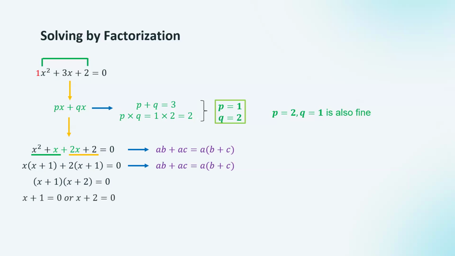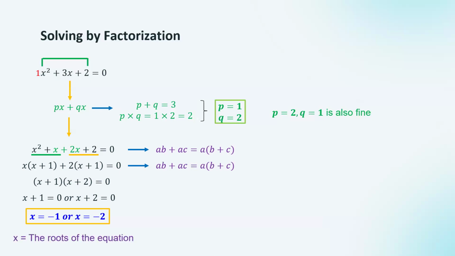Okay? Now, in order to solve this, we know that the equation can be 0 if x plus 1 is 0 or x plus 2 is 0. So the equation can be equal to 0 if one of them is 0. So we will have two answers over here, which is x equals -1 or x equals -2. Okay, so that is how we solve by factorization.